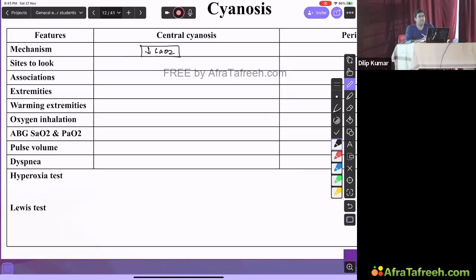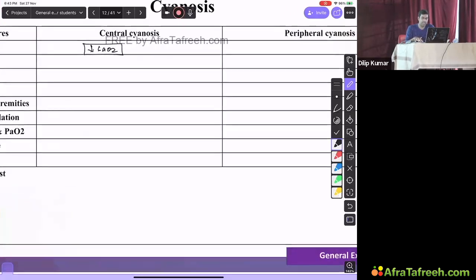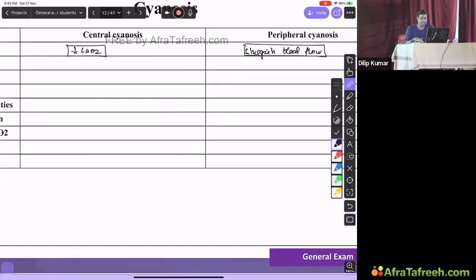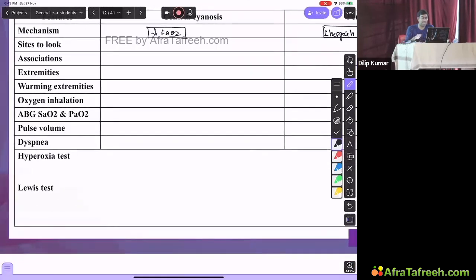Hypoxemic hypoxia, that's the right name, is the reason for developing central cyanosis, whereas peripheral cyanosis is due to a slow, sluggish blood flow. That is the reason for peripheral cyanosis. So it is also called stagnant hypoxia. I think you would have heard about that. So the mechanism here is hypoxemic hypoxia, whereas in peripheral cyanosis, it is stagnant hypoxia.